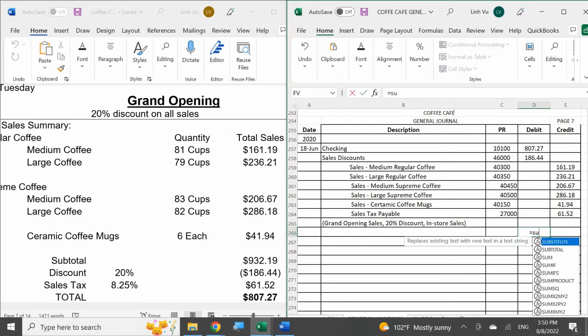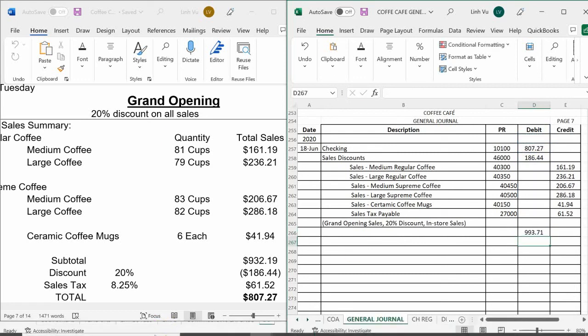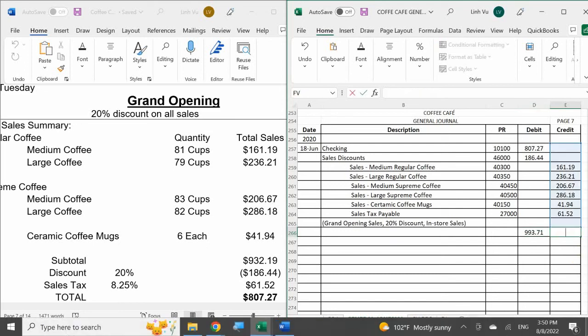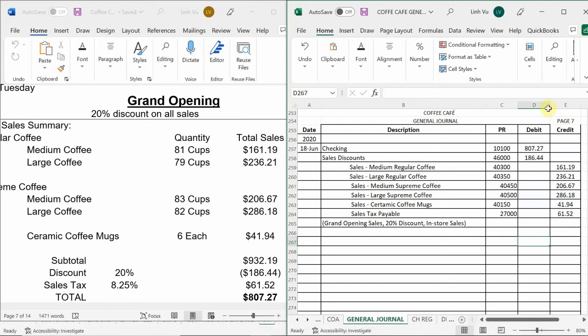Okay. Let's ensure that my numbers are correct by testing my debits equaling my credits. So I got $993.71 on the left to $993.71 on the right. Awesome. No typos there. Okay, and that's all in there.